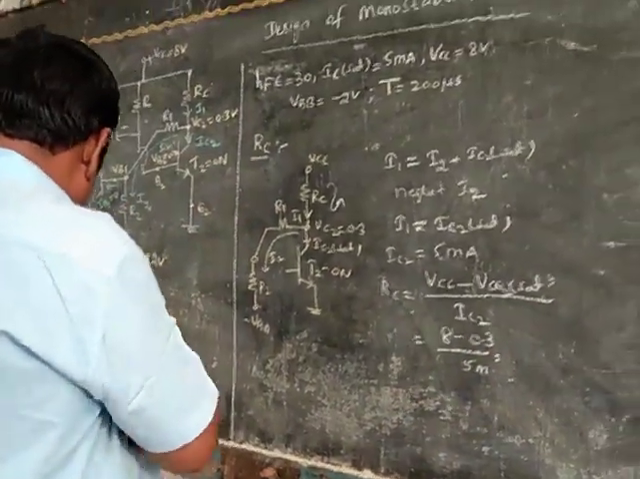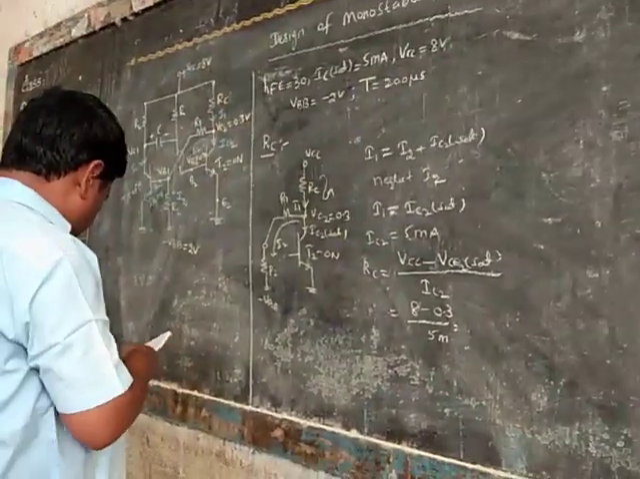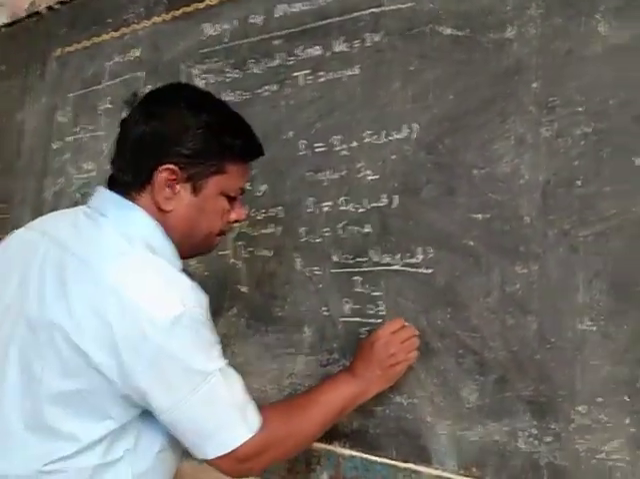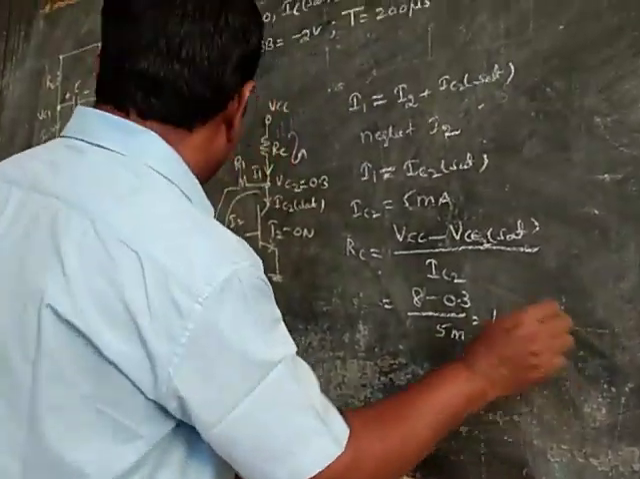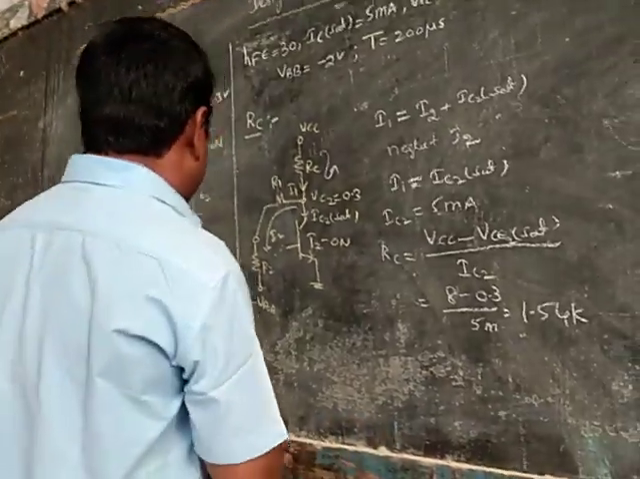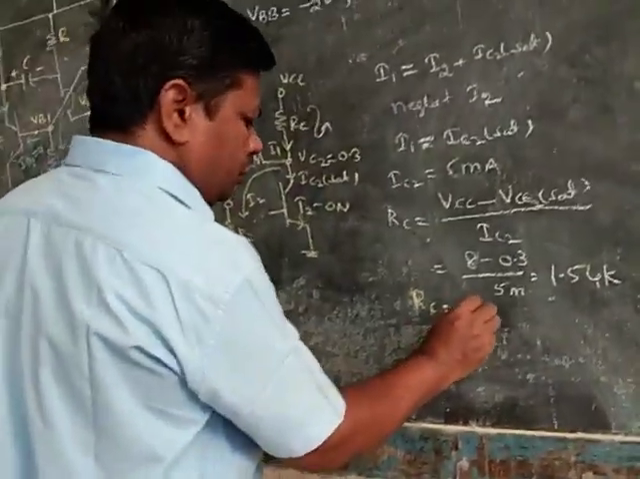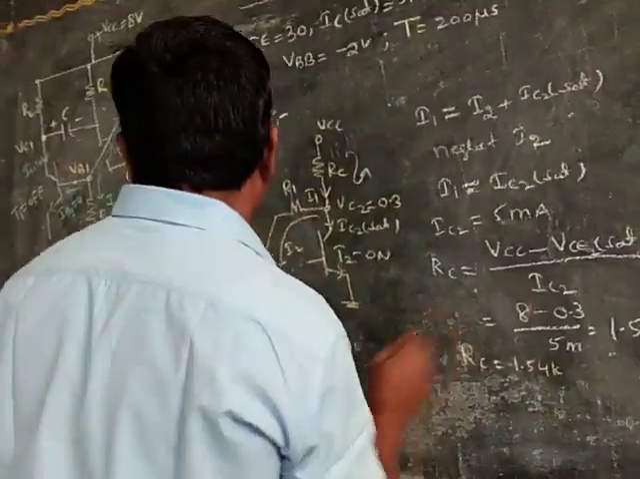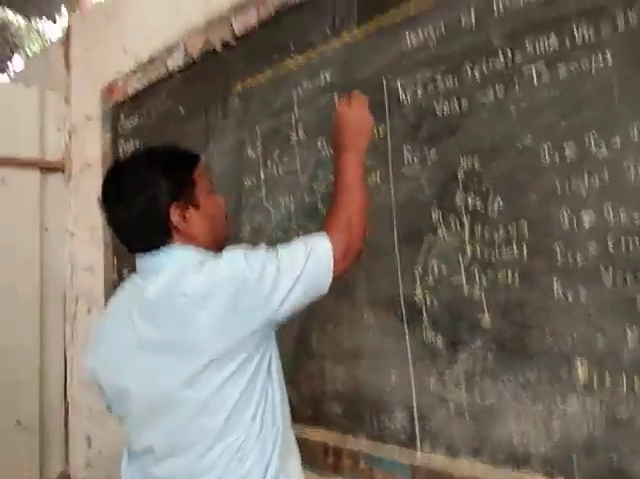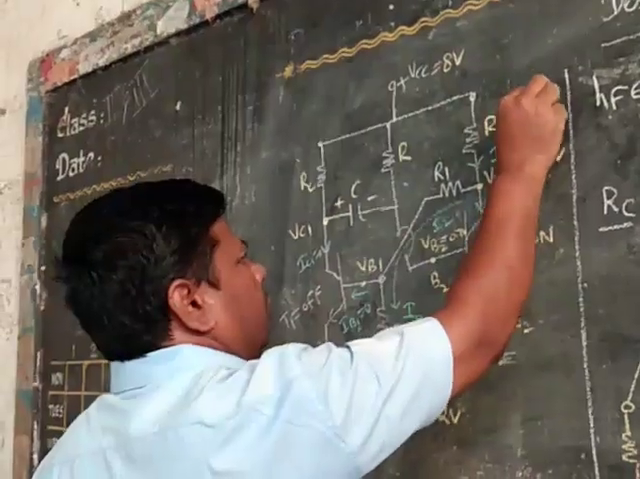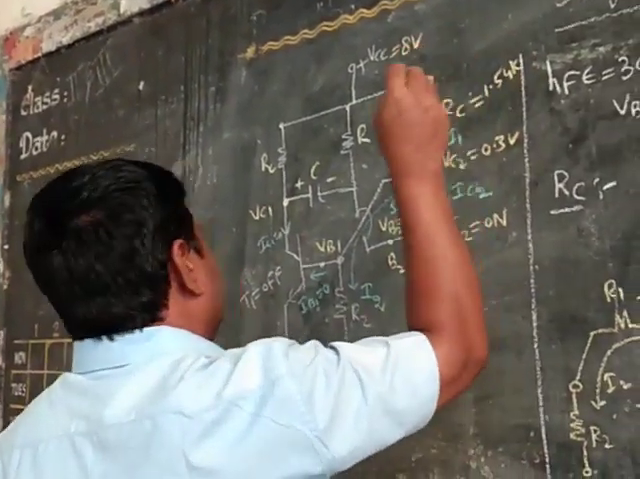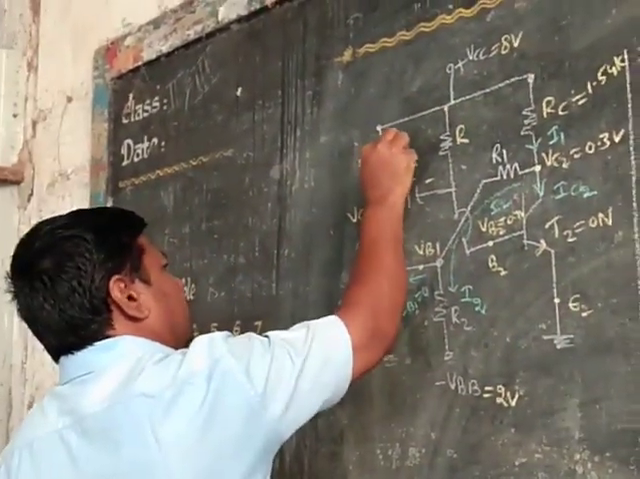From that the value is 1.54 K. So RC is equal to 1.54 K. Here also, 1.54 K.